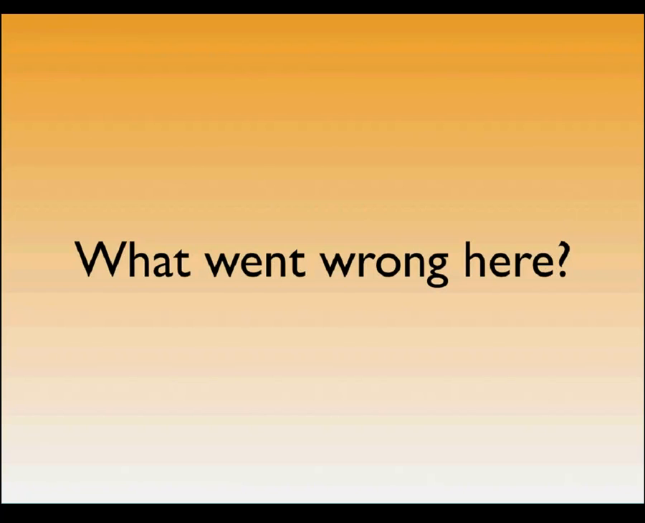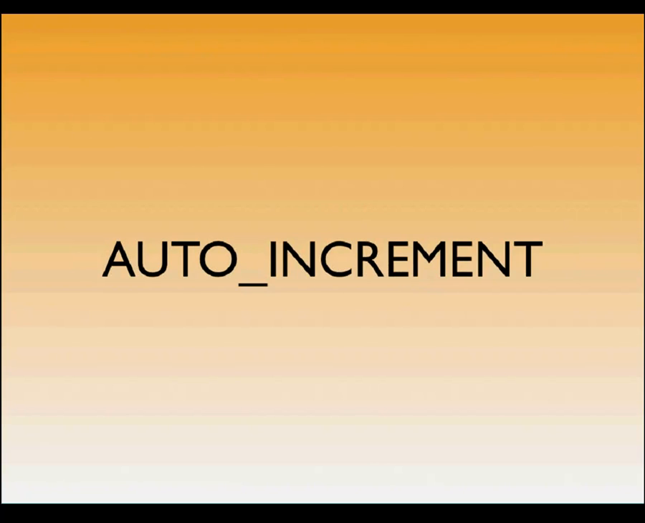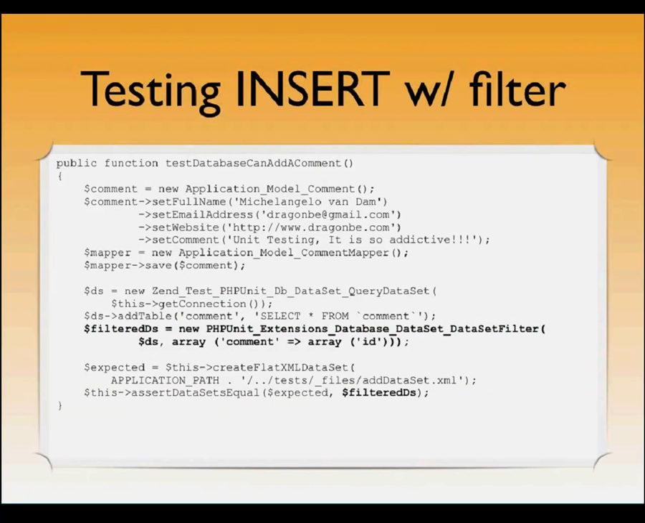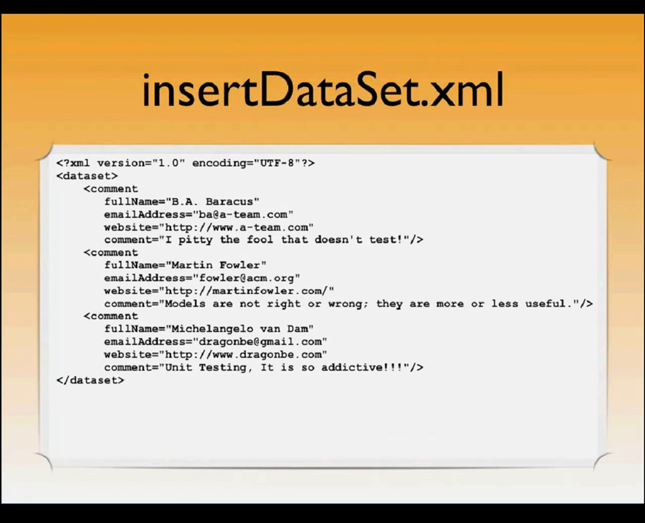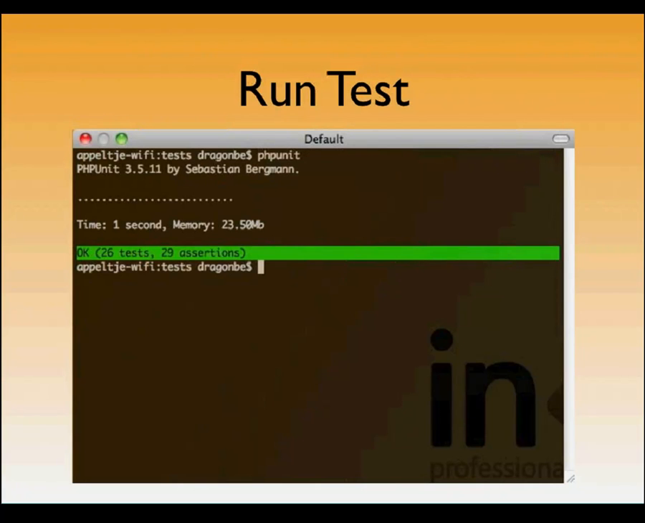What went wrong here? First of all, the auto increment. So we need to filter out the ID. So we can have a dataset filter, and that allows us to filter out the ID from the result set. So we modify our insert dataset because we expect now 3 rows without an ID, and when we run the test, we're okay to go.